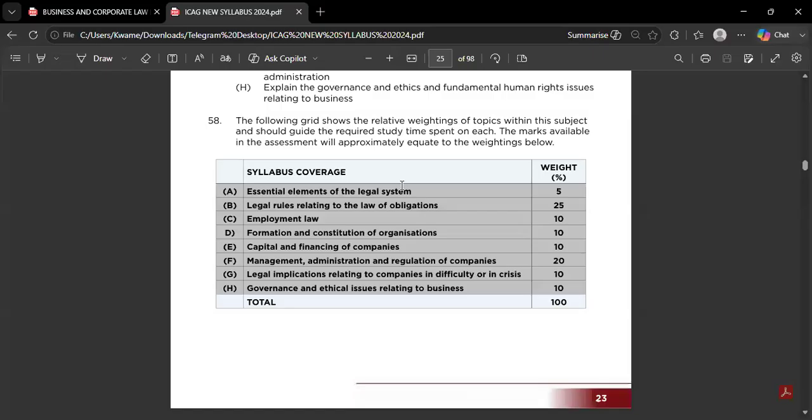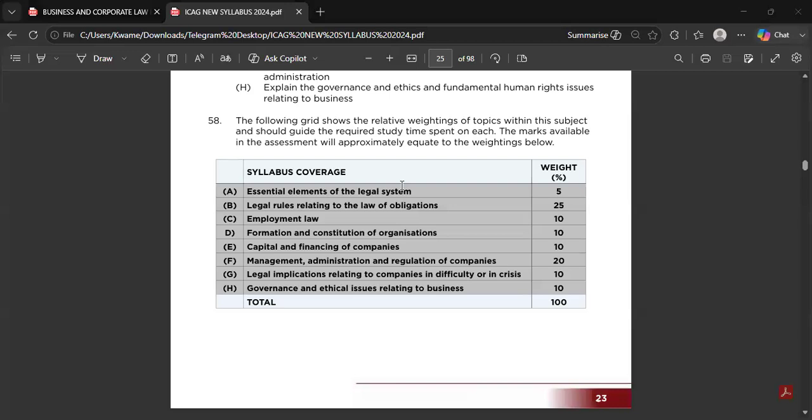All right. In employment law, you expect 10 questions. Formation and constitution of organizations, 10 questions. Capital and financing of companies, 10 questions. Management, administration, and regulation of companies, 20 questions. Legal implications related to companies in difficulty or in crisis, 10. Governance and ethical issues relating to business, 10.